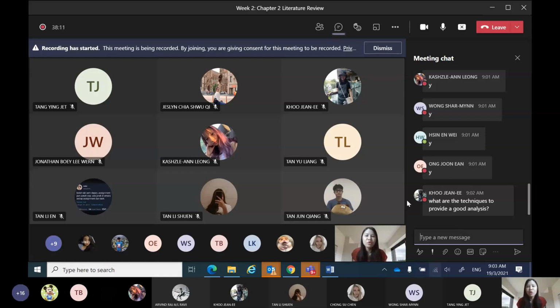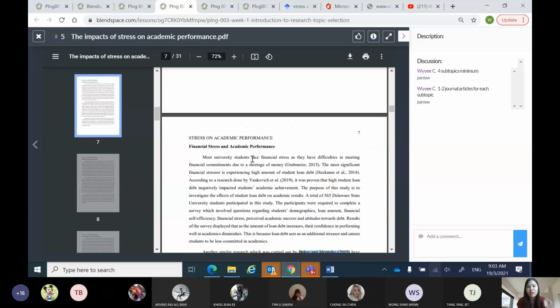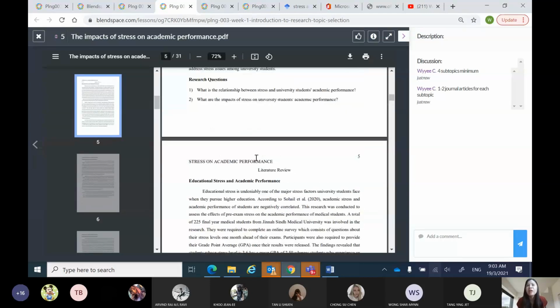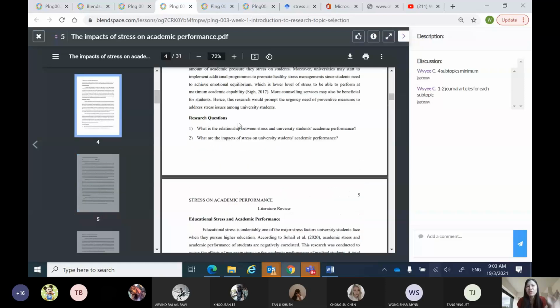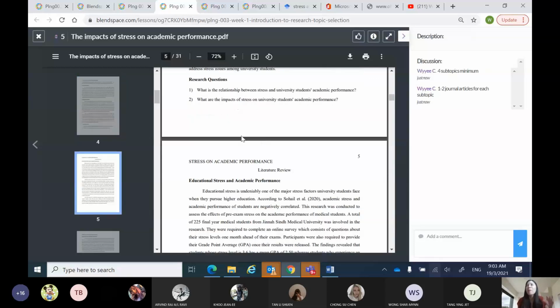When it comes to all these subtopics, when you want to look for your journal articles, you are going to Google something related to impacts or relationships. But we do not plan the subtopics first. We need to read a lot first and gather our resources and information, and only then do we come up with the subtopics. So you must read first, and only then come up with the subtopics.